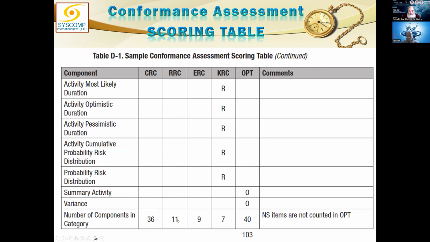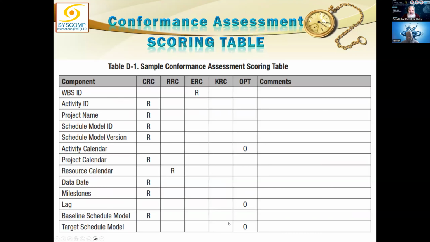36 CRC, 11 RRC, 9 ERC, 7 KRC, and 40 optional, total 103. Now, for your project, for example, you are filling it, and you say, we are not doing RRC and KRC, but we are doing this and this. That means these items will become optional.